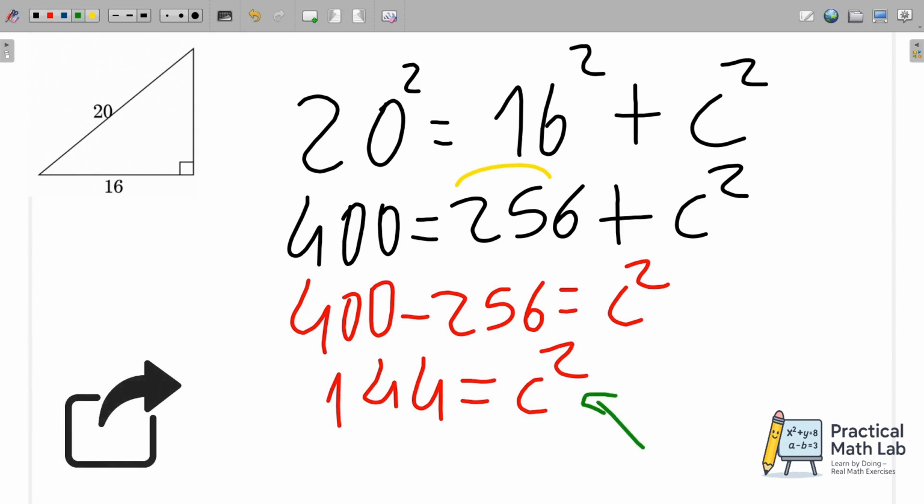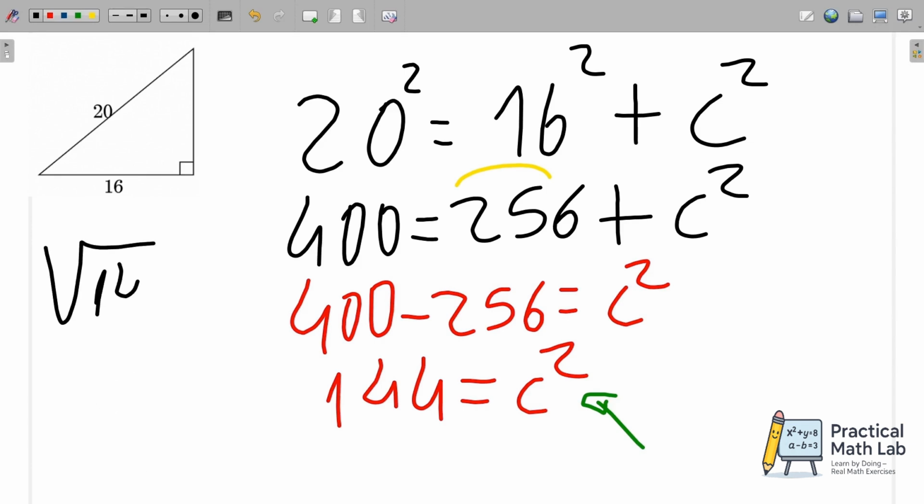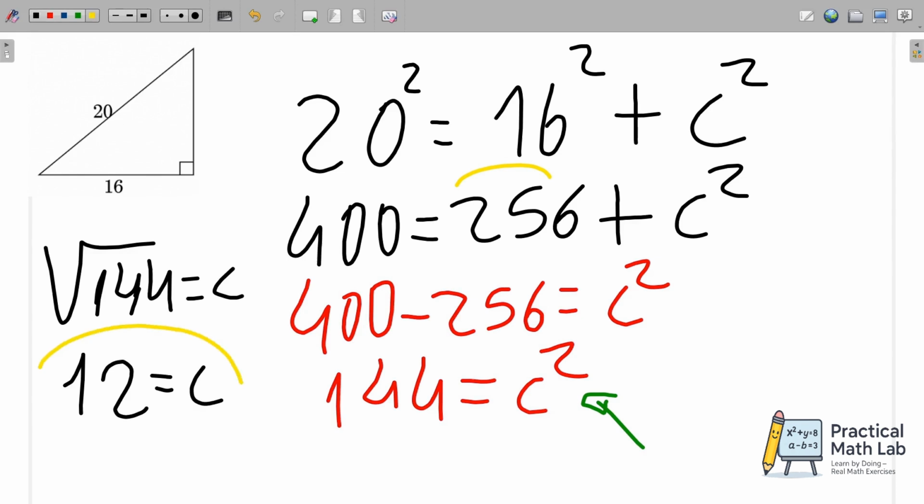144 equals the leg squared. Since here it's an exponent, it goes to the other side as a root. It's always the inverse. So let's solve it here on this side. It'll be the square root of 144 equals the leg. The square root of 144 is 12. So the leg is 12. Here's the answer. Easy.